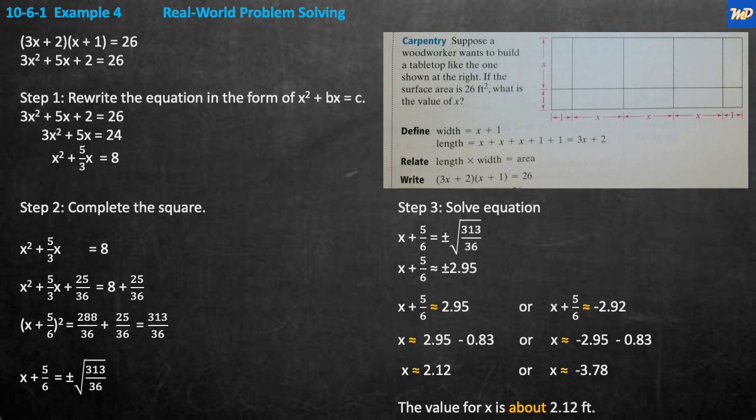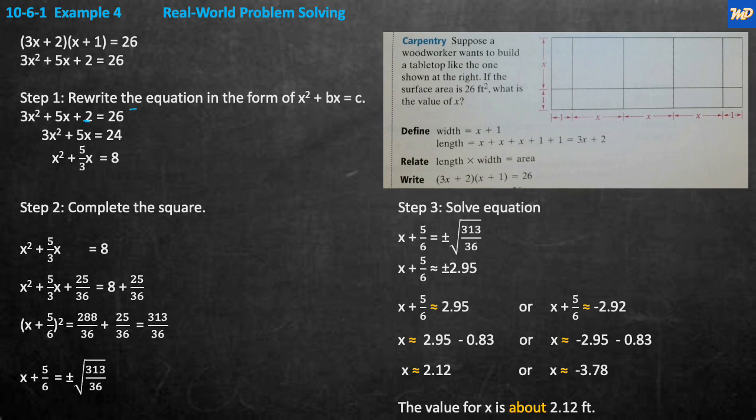Now I'm going to rewrite the equation so that I have it in the form x squared plus bx equals c. I moved the c to the right side. So given that, I have 3x squared plus 5x plus 2 equals 26. I'm going to subtract 2 from both sides. So I'm going to have 3x squared plus 5x, no more c term, equals 24, because I subtracted 2 from the 26 and got a 24.